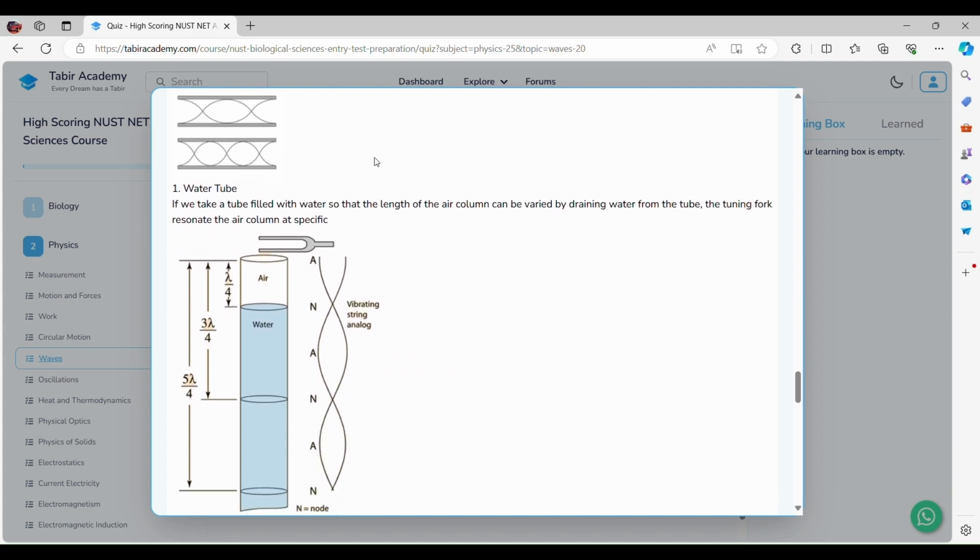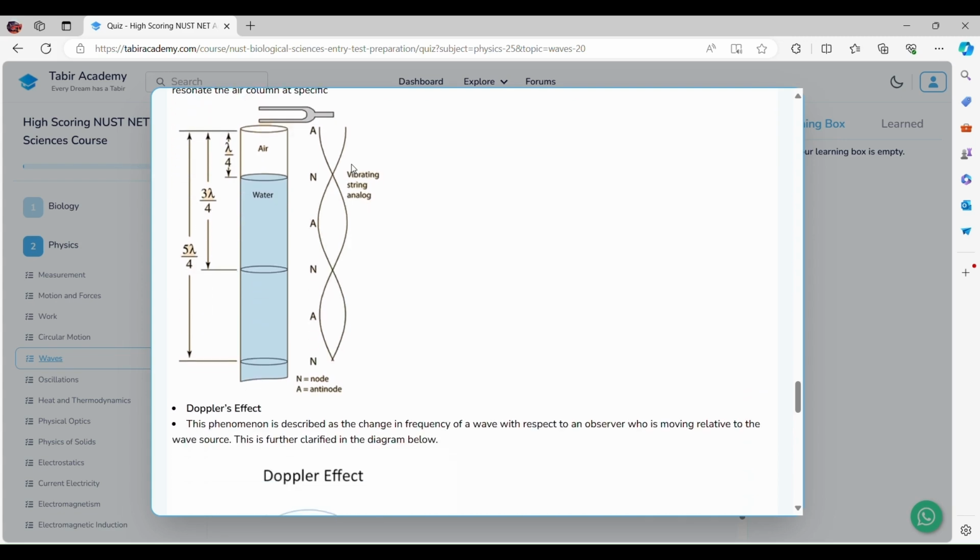Water tube. If you take a tube filled with water so that the length of the air column can be varied by draining water from the tube, the tuning fork resonates the air column at specific frequencies, I guess. Doppler's effect. This phenomenon is described as the change in frequency of a wave with respect to an observer who is moving relative to the wave source.